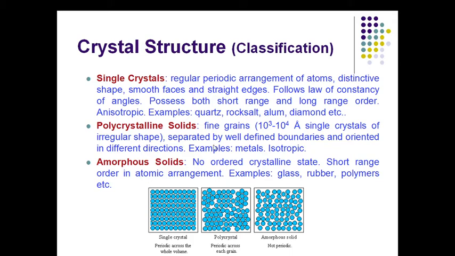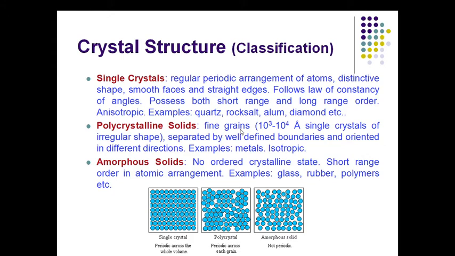Now the second type of crystalline solids are polycrystalline materials. The examples are metals, and these are nothing but a collection of single crystals of irregular shape. Basically this does not contain one single crystal but has several single crystals aligned in different directions, separated by definite boundary walls. Each single crystal of irregular shape of the size 10^3 or 10^4 Angstrom is called a grain.